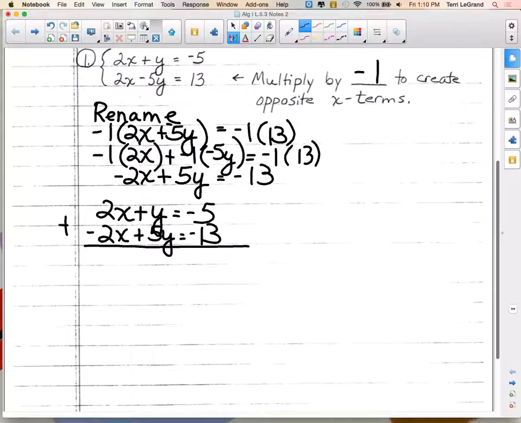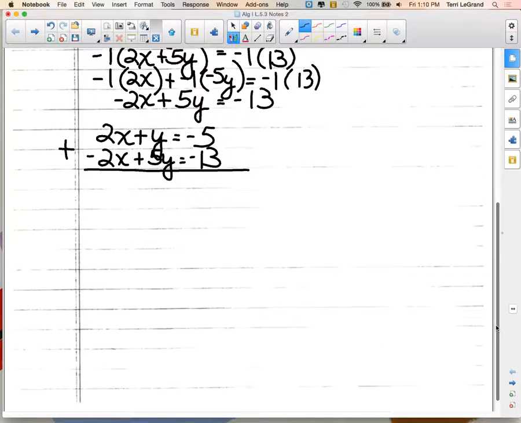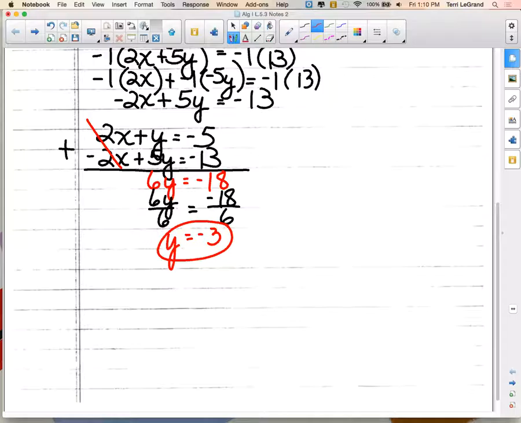Now we can set up our addition problem and do exactly what we did yesterday. Add them together. One of our terms should eliminate. In our case, we were trying to get the x's to, and they do. So now we'll solve this equation for y. So what's our y value? -3. And we need our x value yet.